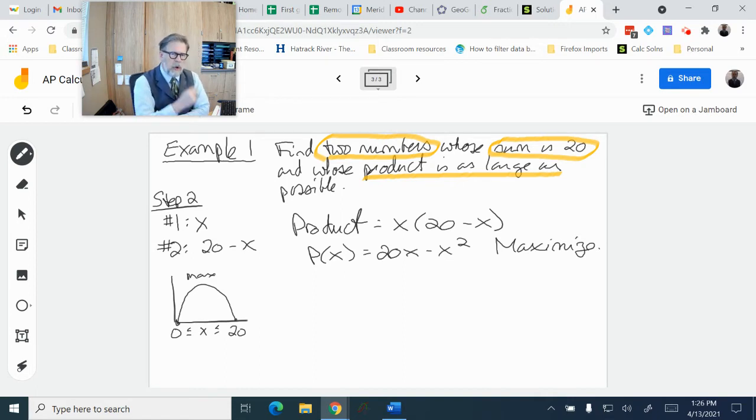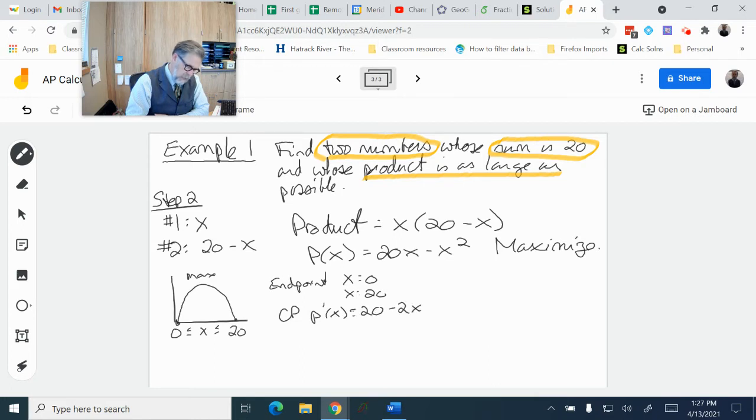All right, critical points and endpoints. Okay, so endpoints, we've got x equals 0, x equals 20 based on my domain. Critical points, well, P prime of x equals 20 minus 2x. I want to know when this equals 0, and I get that x is equal to 10. And there are no places where the derivative doesn't exist. So the three things that I'm interested in are my two endpoints and my one critical point.